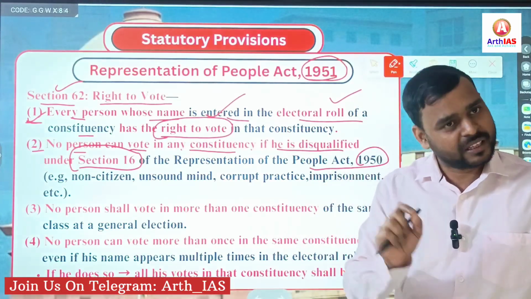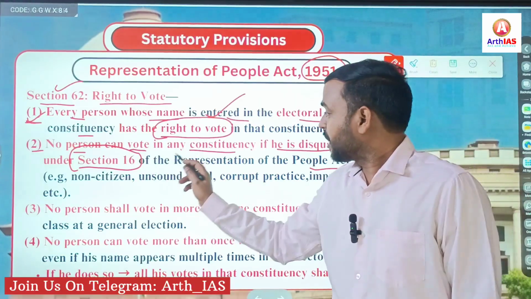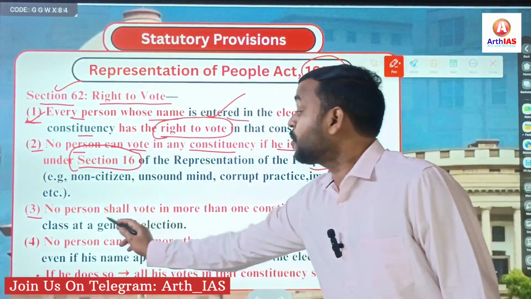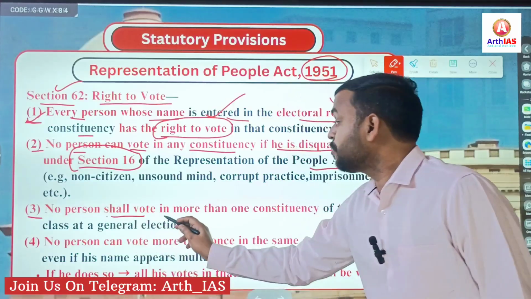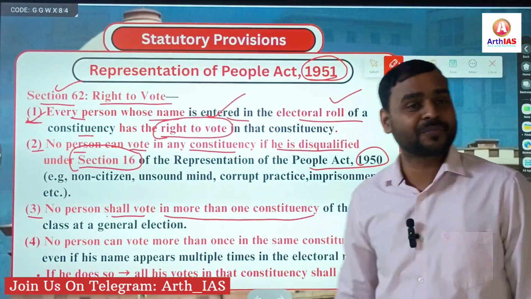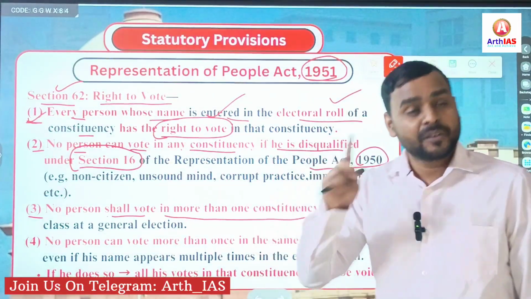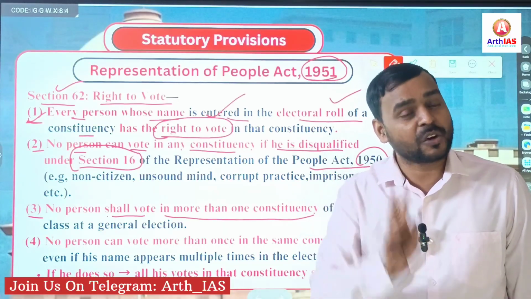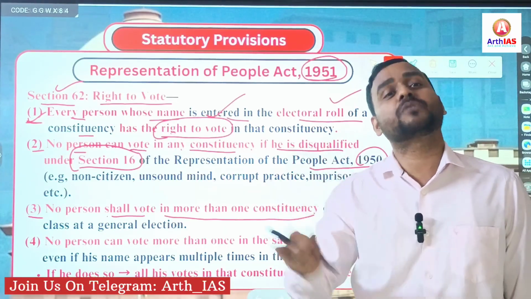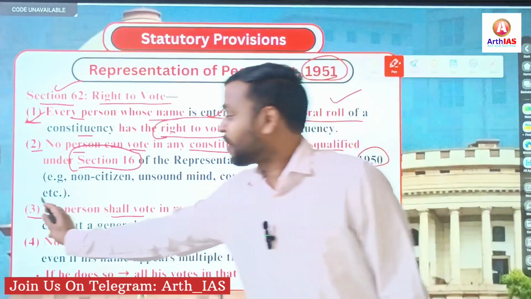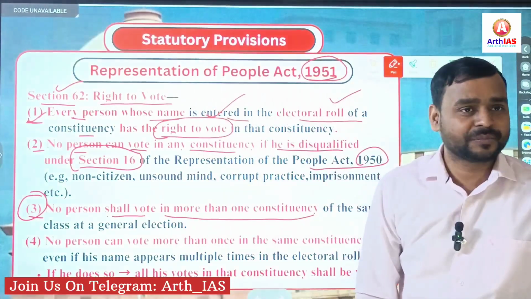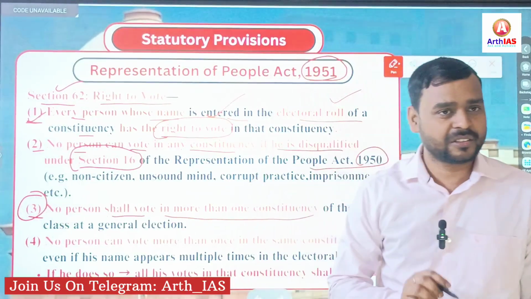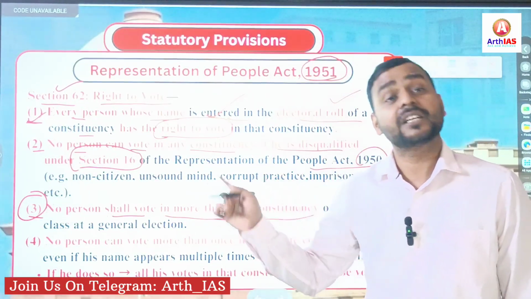illegal practices, right? Now subsection 3 says, no person shall vote in more than one constituency, right? One person can vote only from one constituency, not from any other constituency or more than one constituency. Where is it written? Subsection 3 of section 62.